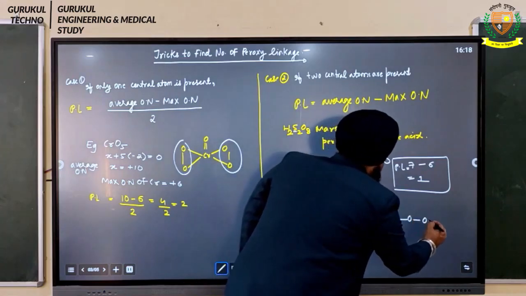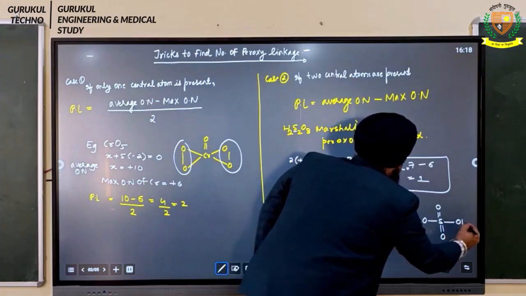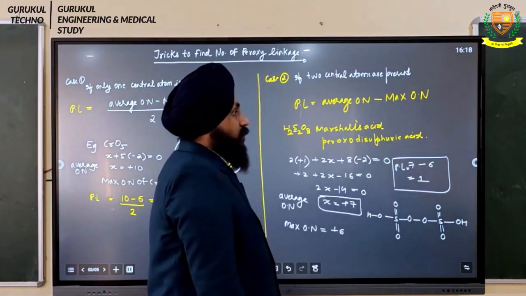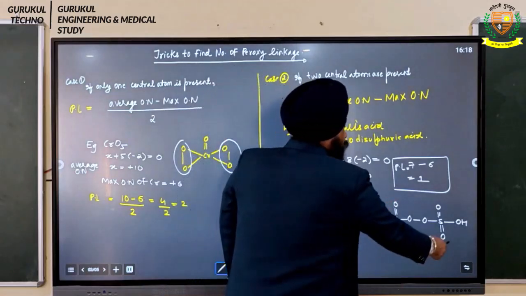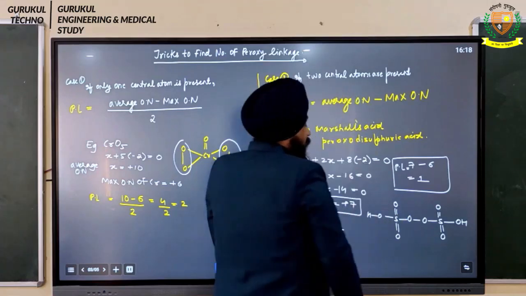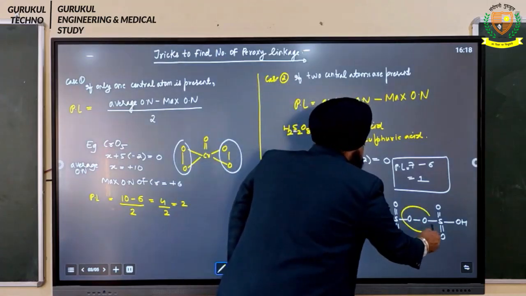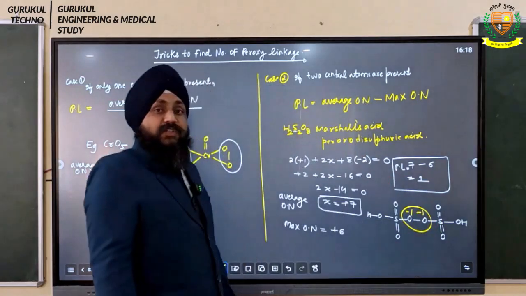Here you will be putting O, here there is O, here there is double bond O, and here you will be writing it as what? OH. So here, students, it is H2S2O8. 1, 2, 3, 4, 5, 6, 7, 8. Yes, here you can make out that there is only one peroxy linkage, students.